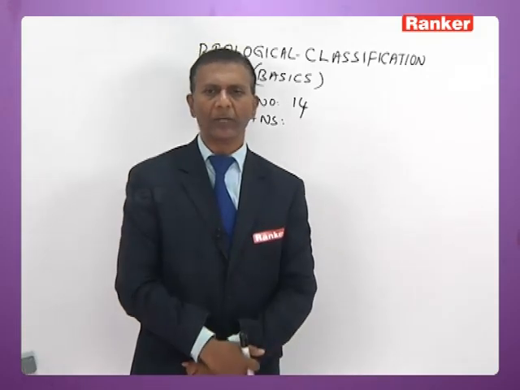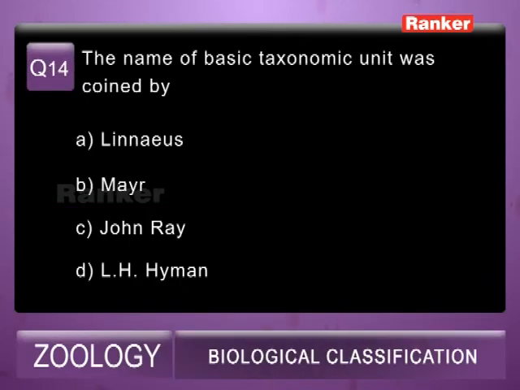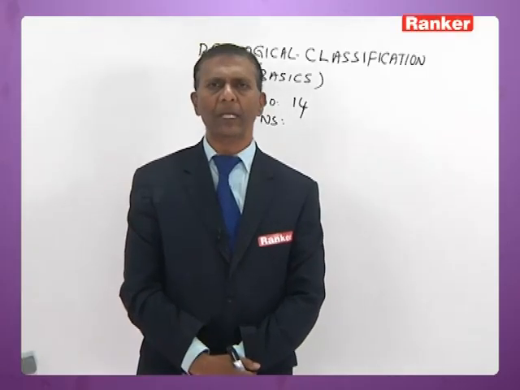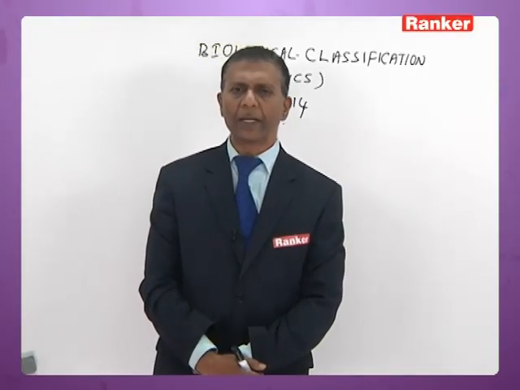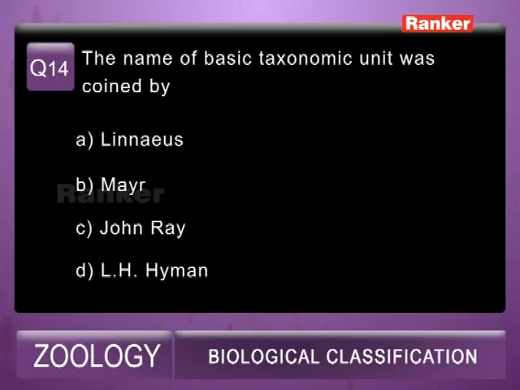14th question. The name of the basic taxonomic unit was coined by A, Linnaeus; B, Mayer; C, John Ray; D, L.H. Hyman. You know very well the basic unit of taxonomy is species, and the term species was coined by John Ray. So for the 14th question, the correct answer is C, John Ray.